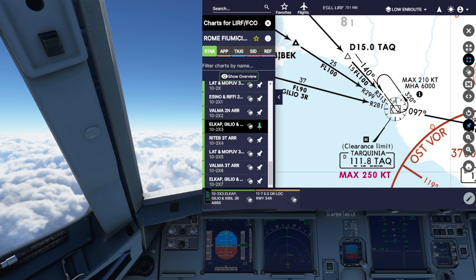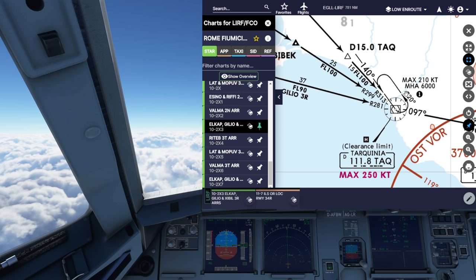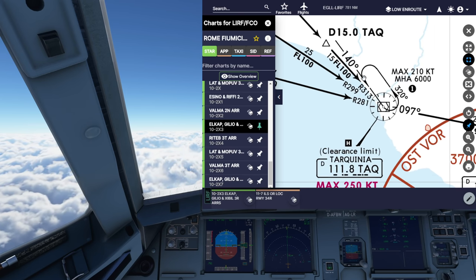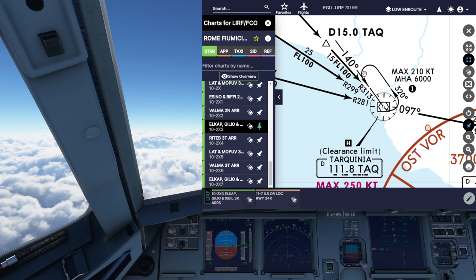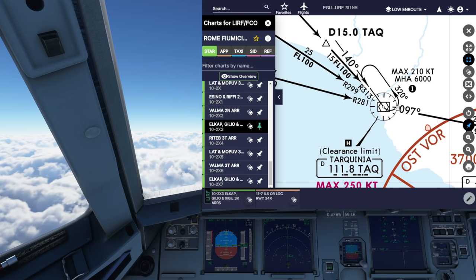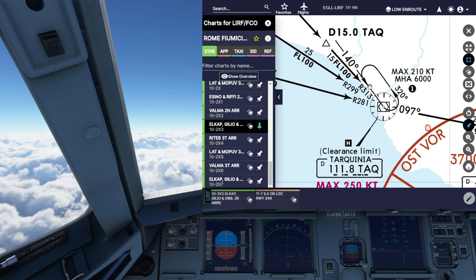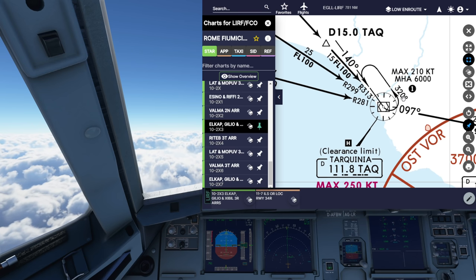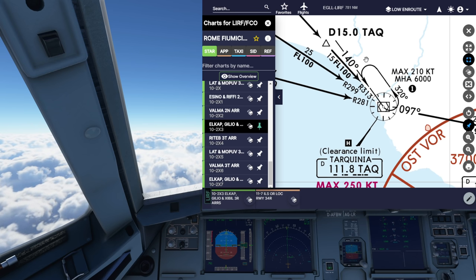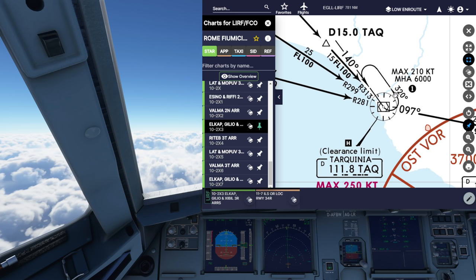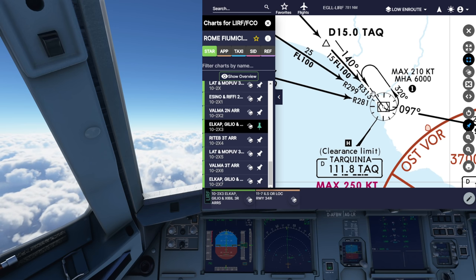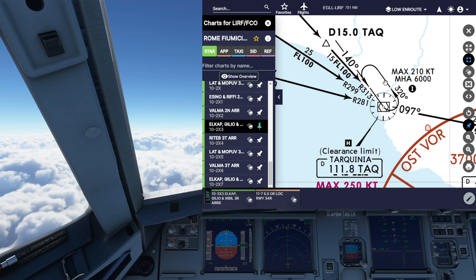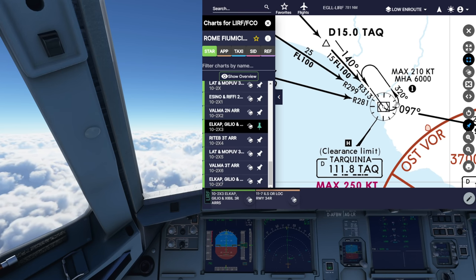Now, there's a few pieces of information here. You can see max 210 knots. So this hold, we can only be at 210 knots. Now, why is that? Well, holds are typically done on a time frame. So you'd normally fly, depending on your altitude, 1 minute legs. So this inbound leg will be 1 minute, your outbound leg will be 1 minute, and then you'll time it like that. So you'll turn over the VOR outbound, time for a minute, then turn back in. If you're high enough, if you're above flight level 140, you do 1.5 minutes, so 1 minute 30 seconds, but either way, they're based on time.